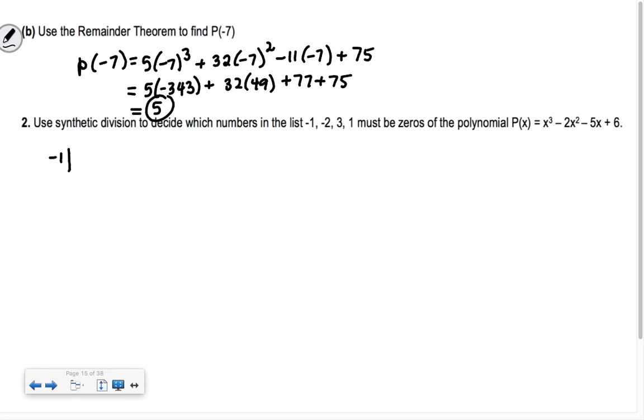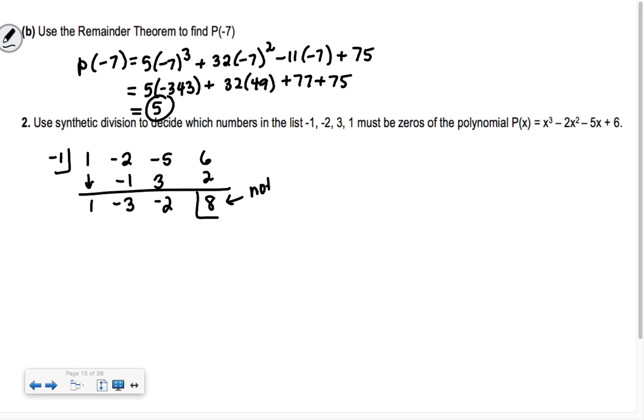Okay, so what we're going to do is we're going to do negative 1, and we're going to plug in. So we have 1, negative 2, negative 5, and 6. And we're going to do synthetic division. So I drop the 1. Negative 1 times 1 is negative 1. Add straight down, I get negative 3. Negative 1 times negative 3 is 3. Add straight down, I get negative 2. Negative 1 times negative 2 is 2. Add straight down, I get 8. So is this one a 0? No. Maybe I should say negative 1 is not a 0, because we want a remainder of 0.